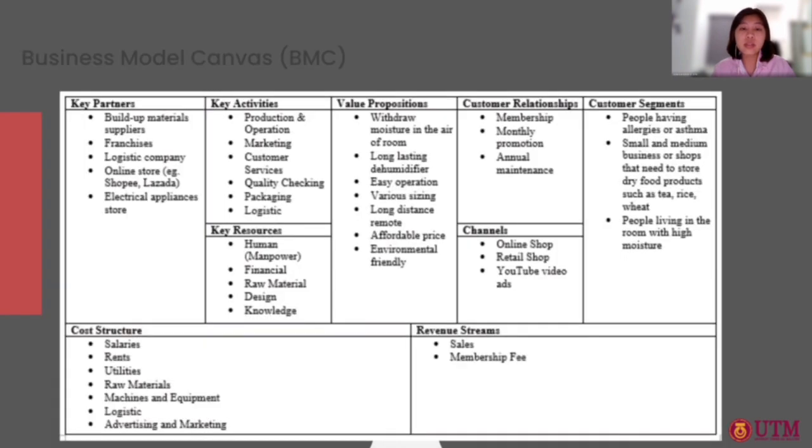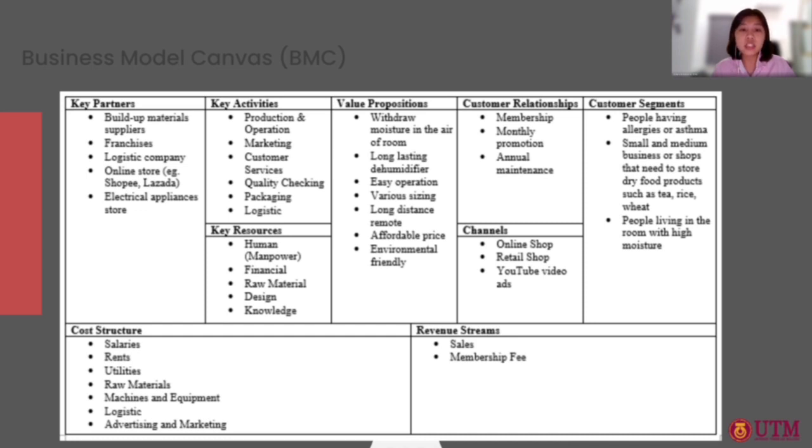So, in order to develop a successful dehumidifier, the business model canvas is formulated with 9 building blocks, consisting of key partners like build-up material suppliers, franchisers, logistic companies, and many more. Then, key activities, which involve production and operation, marketing, and so on. And key resources such as manpower, financial, and raw material. Then, the value proposition, where the most important is to withdraw the moisture in the air efficiently.